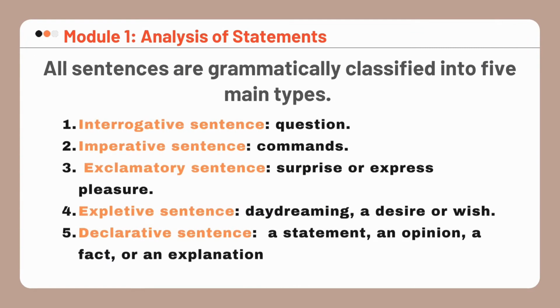We all know that sentences are grammatically classified into 5 main types. Interrogative sentence when you ask a question. Imperative sentence when you issue commands. Exclamatory sentence when you are surprised or express pleasure. Expletive sentence when you are daydreaming or expressing a desire or wish. Declarative sentence when you make a statement, offer an opinion, declare a fact, or provide an explanation.